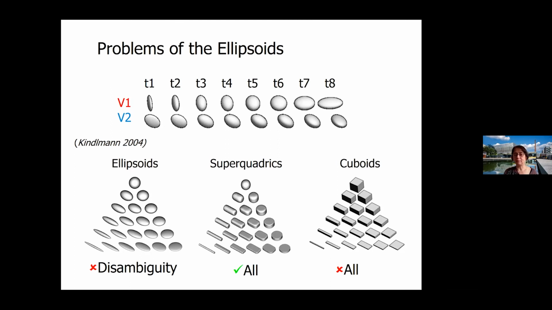So Kindlmann proposed what are called superquadrics, which try to combine the advantages of having a very clear orientation when it is there and not having the orientation when it's not there. And it also removes the ambiguity that the ellipsoids actually have.